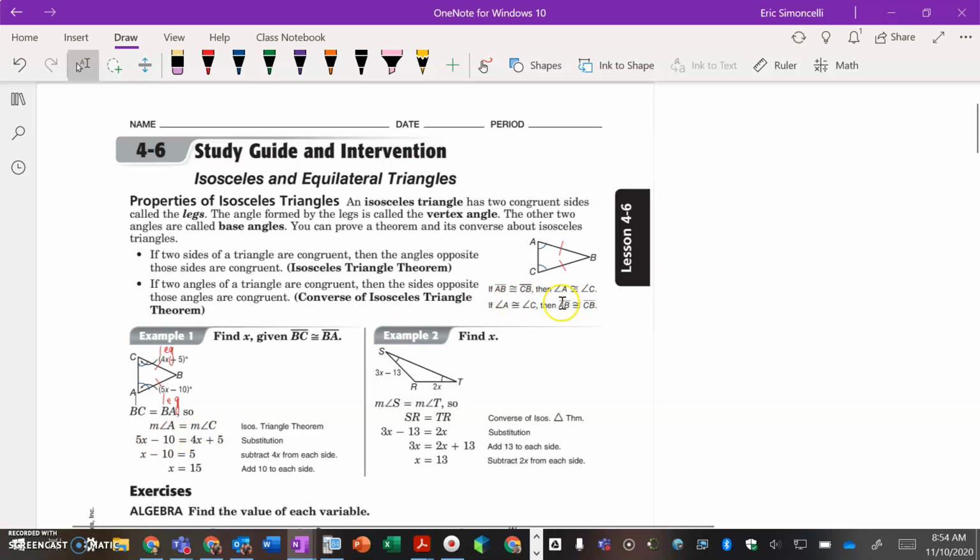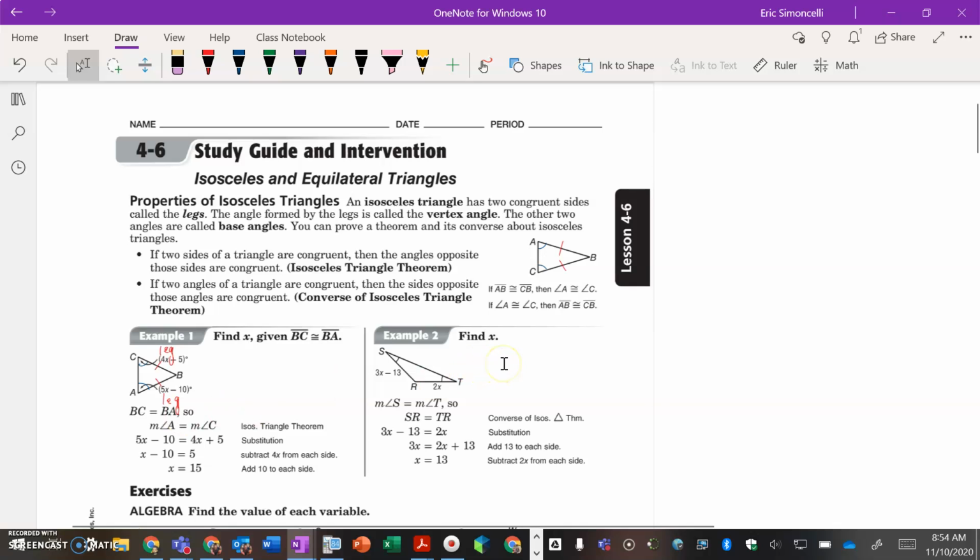The same holds true as we indicated up above. If sides are congruent, then angles are congruent. So the measure of angle A is equal to the measure of angle C. That is the isosceles triangle theorem. We can set, therefore, 5x minus 10, that angle, equal to the other angle, 4x plus 5. Simply subtract 4x, and then add 10. 10 plus 5 is 15. So that's the value of x. You can plug it back in to find the measure of each respective angle, and it will work if you'd like to test it.